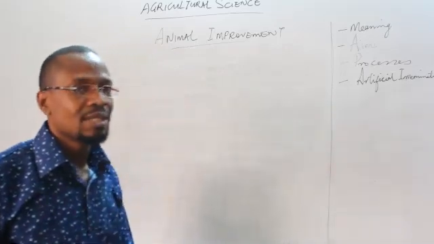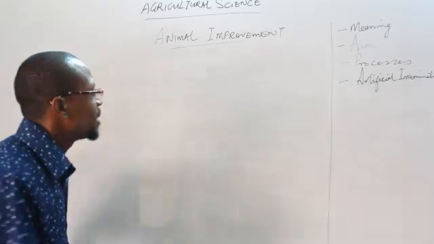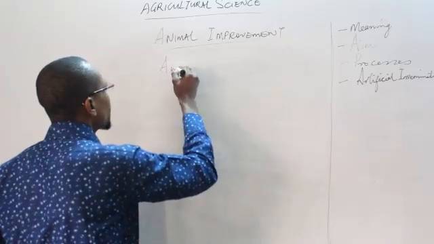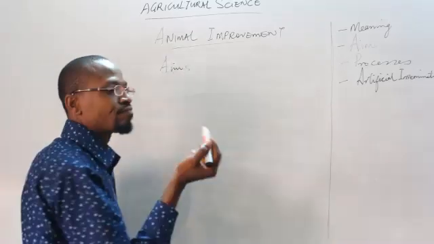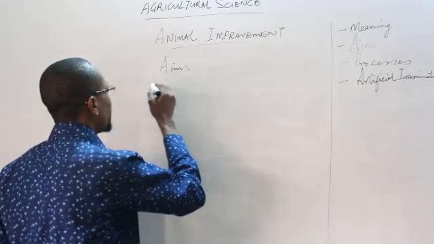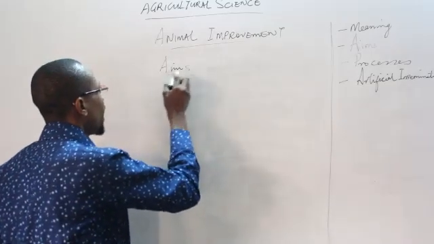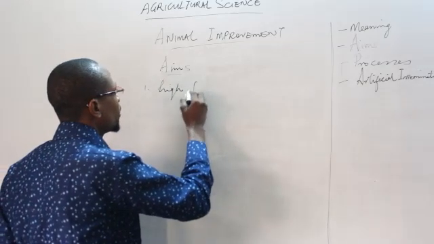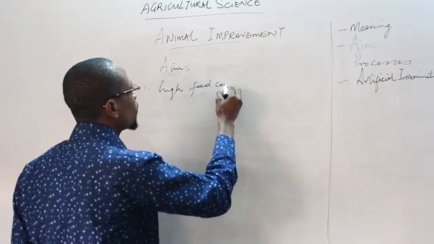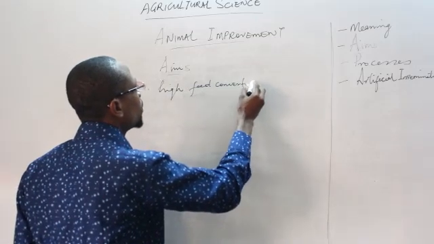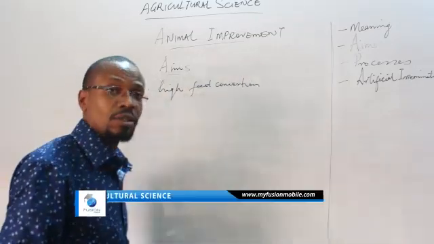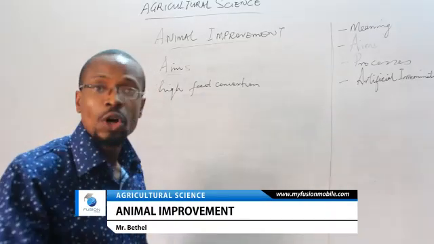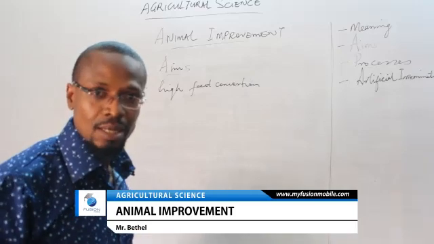Now, what are the aims? When we're talking about animal improvement, things like high feed conversion should come to play. What do we mean by high feed conversion? The animal should not just be eating all the food without growing meat.